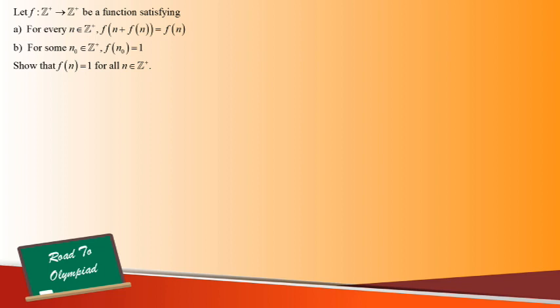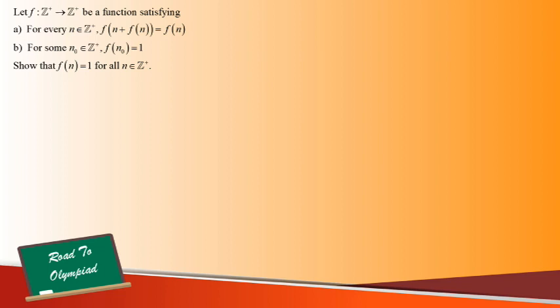Consider the following problem. Let f be a function from positive integers to positive integers satisfying: (a) for every positive integer n, f(n + f(n)) = f(n); (b) for some positive integer n0, f(n0) = 1. Show that f(n) = 1 for all positive integers n.